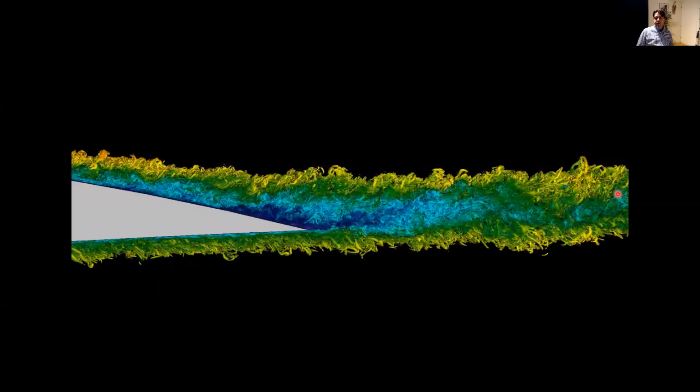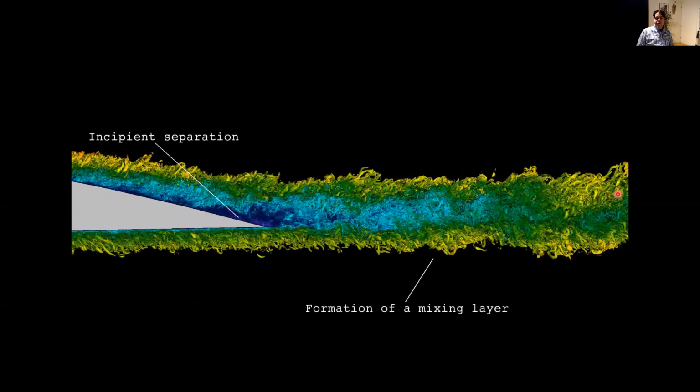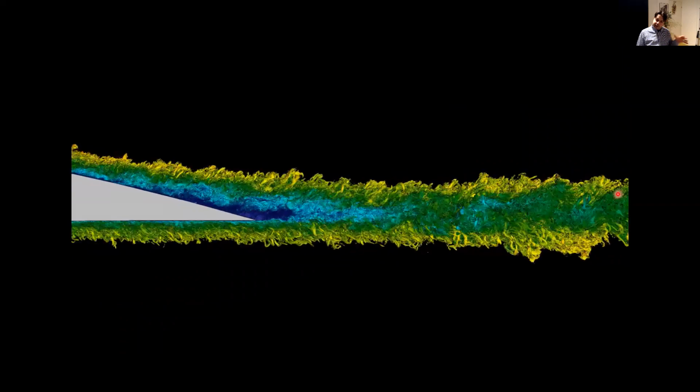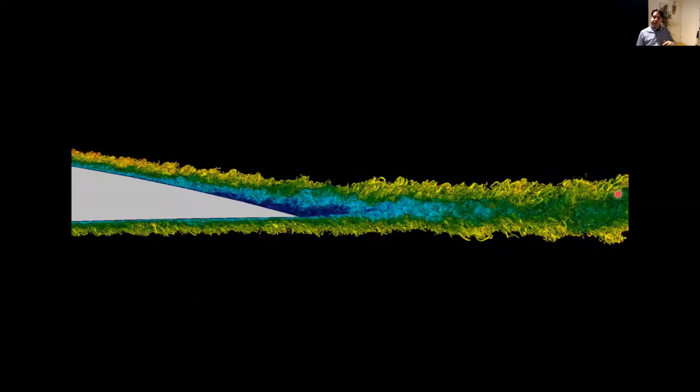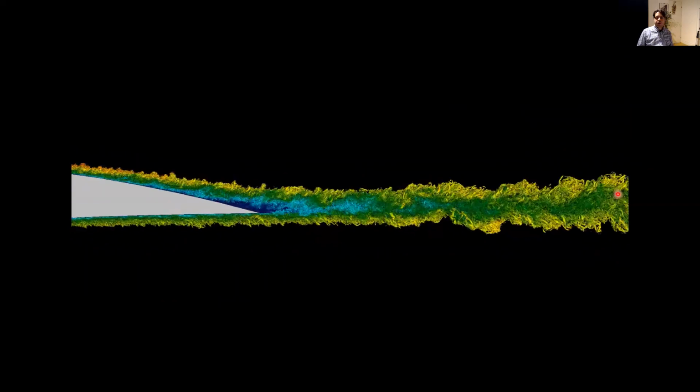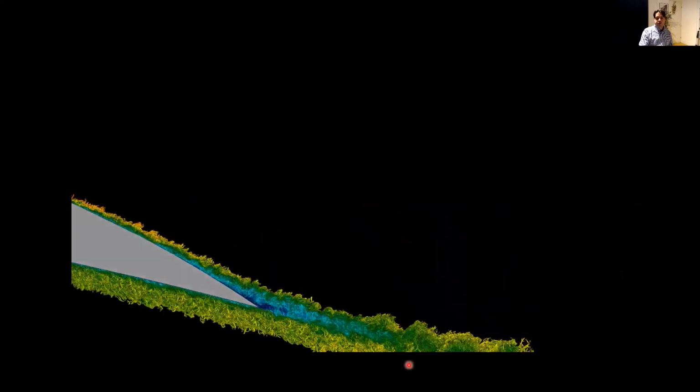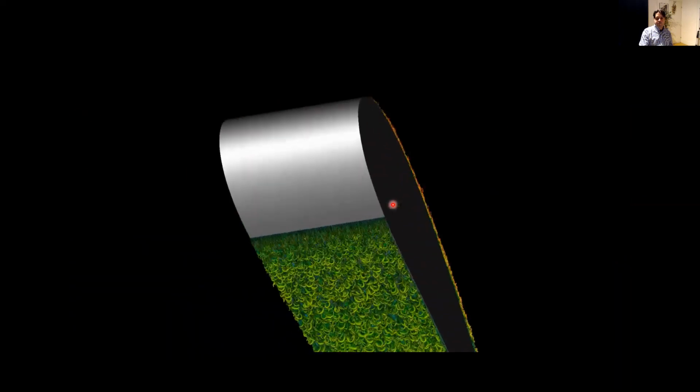So you can clearly see here that the boundary layer on the top is much thicker than below, and we have incipient separation. Essentially the flow is attached in the mean, but there are small pockets of separation on the upper side. And then, of course, you have these two boundary layers merging, and then we have a wake region with a specific wake effect.